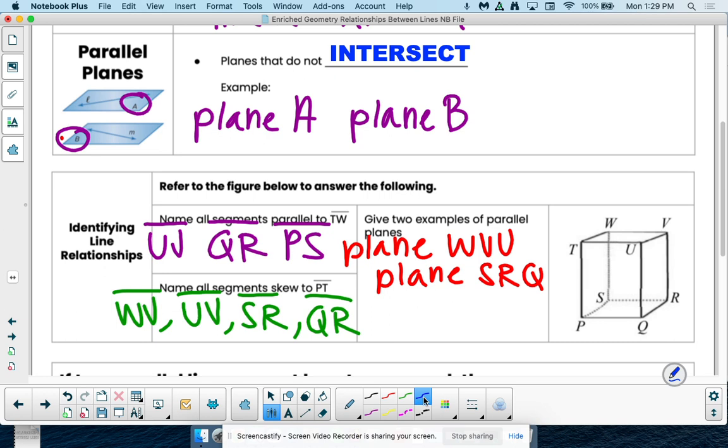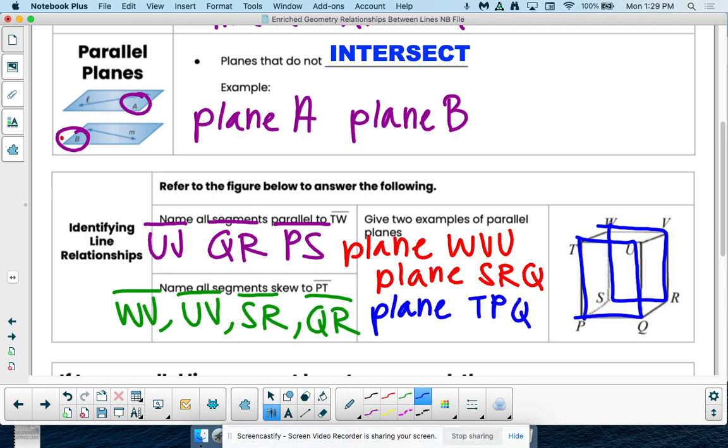Okay, I need one more pair. TPU and WVS. What was the third letter on that one? U. So that front plane. And then what's parallel to it? WVS. Yep, the back one. Perfect. Good work, you guys.